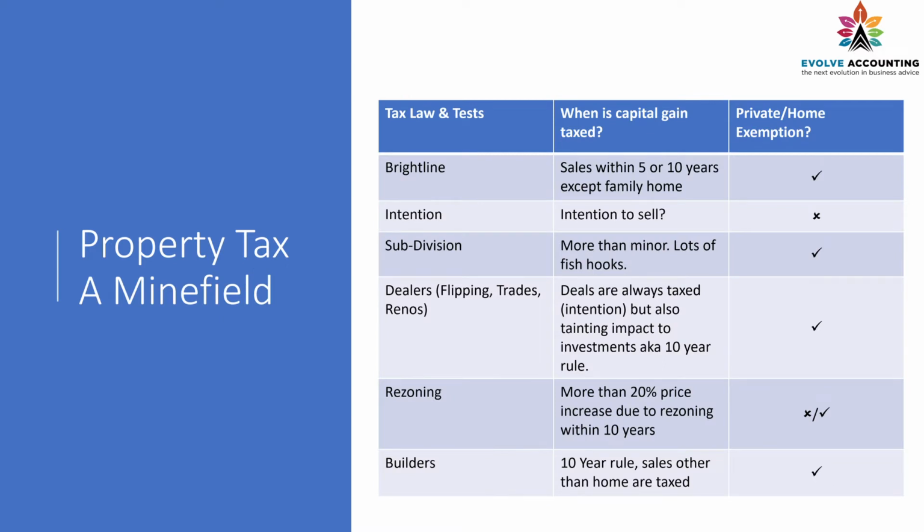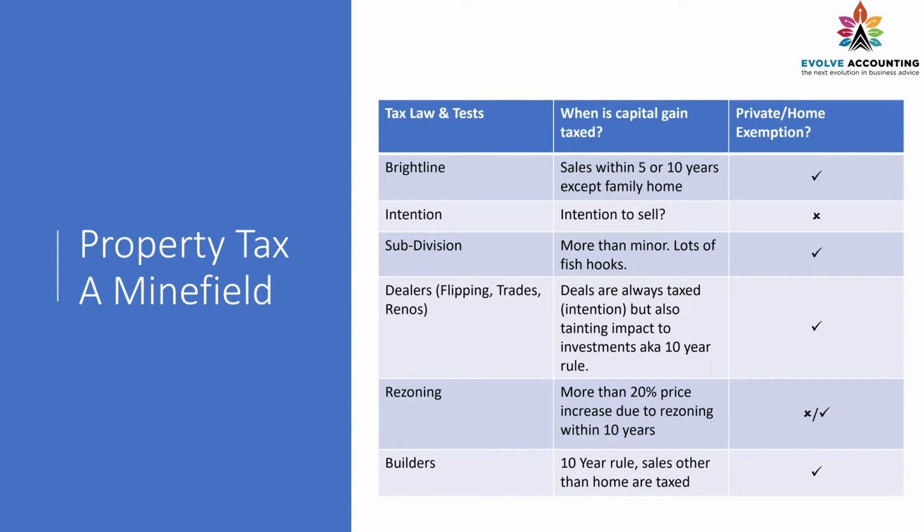But that's not the only thing to distinguish when it comes to property, because there is a whole lot of property tax laws out there. Now, the most common one that we know, I guess, the one the media talk about the most, is the bright line test. That is, if you buy and sell a property within 5 or 10 years, except the family home, you will pay tax on the capital gain made.